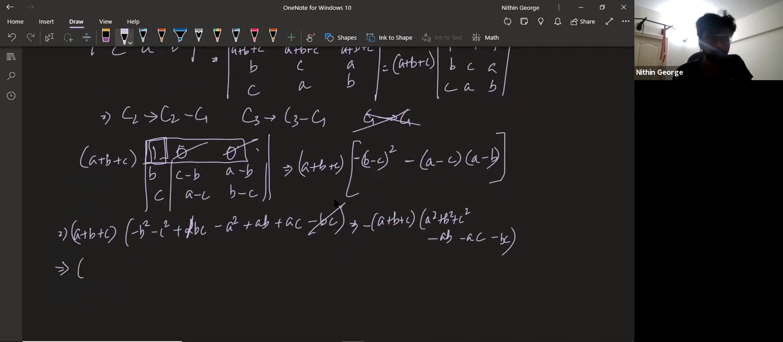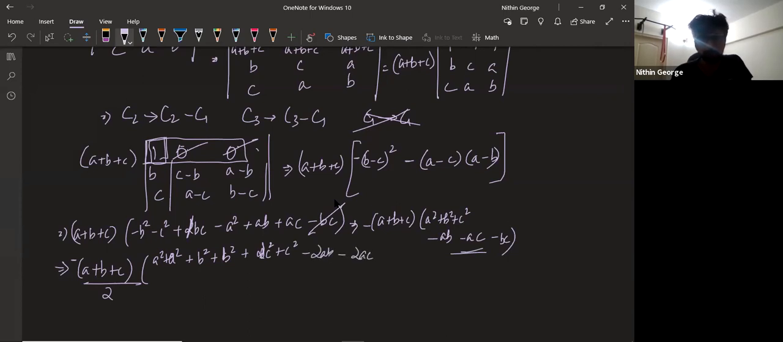You can further manipulate this as a plus b plus c into minus. Then this can be written as 1 by 2 into 2a square, which is a square plus a square, plus 2b square, which is b square plus b square, plus 2c square, which is c square plus c square. Because I divide by 2, I have to multiply the second part by 2 inside. So minus 2ab minus 2ac minus 2bc.